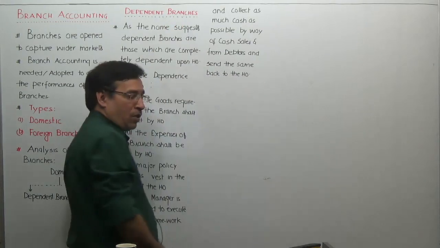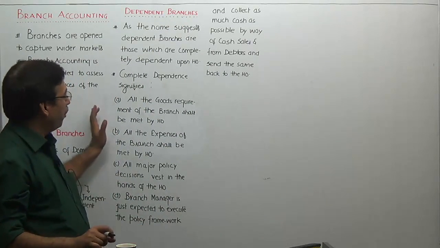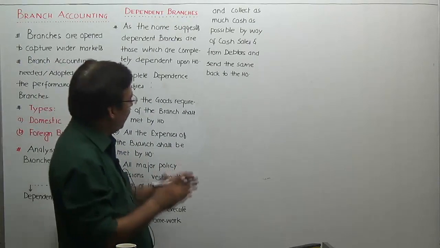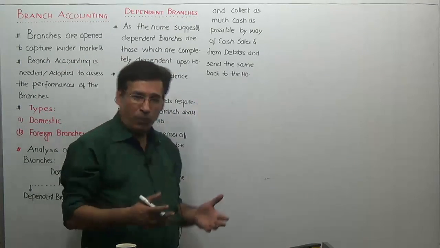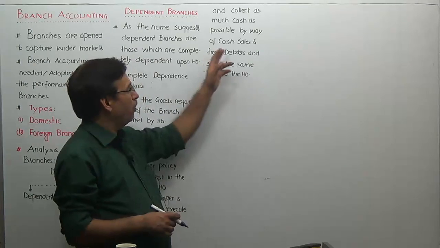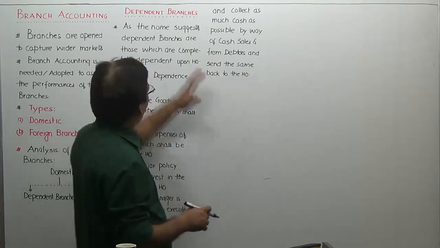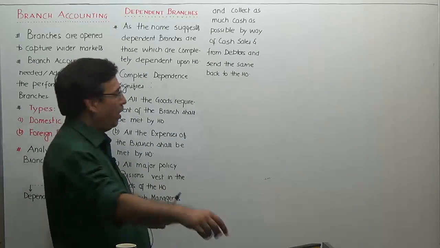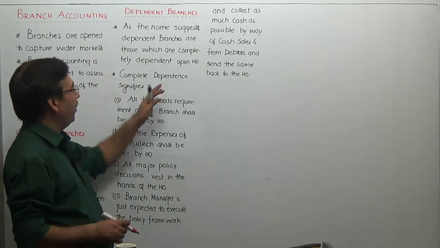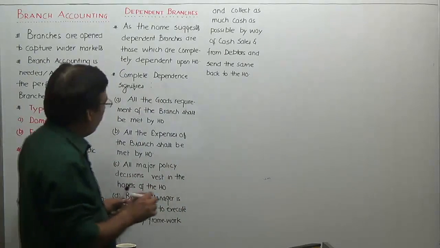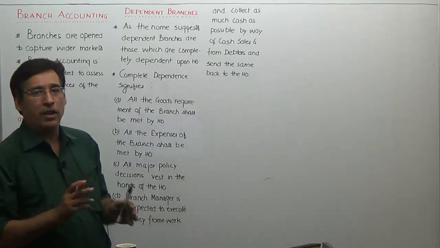So that's the basic task of the branch manager, that he should, to the best of his ability, execute the various policy framework which has been forwarded by the head office, and collect the cash from what we call cash sales and debtors, and then send it back to the head office. So that is what we mean by dependent branches. Dependent branches means branches which are completely dependent upon head office, but the meaning of complete dependence should be absolutely clear.